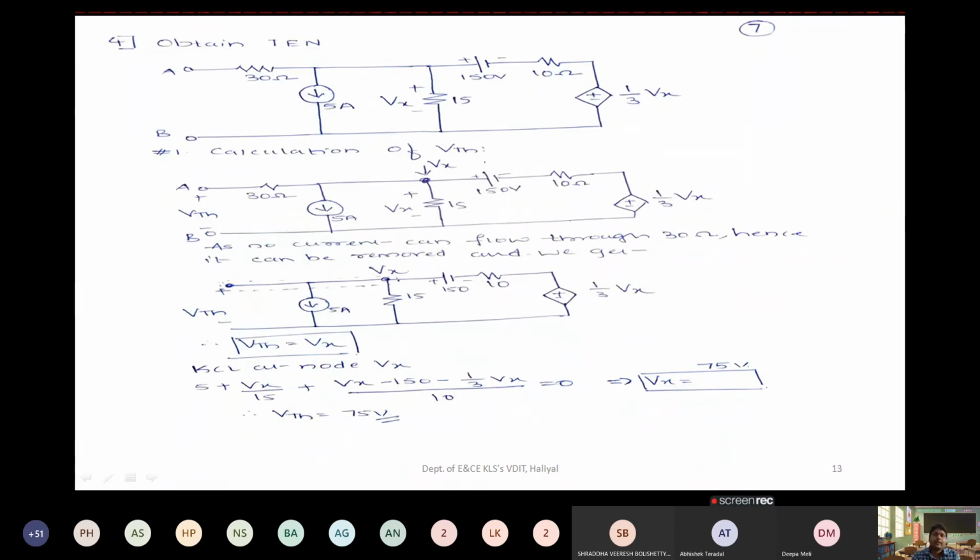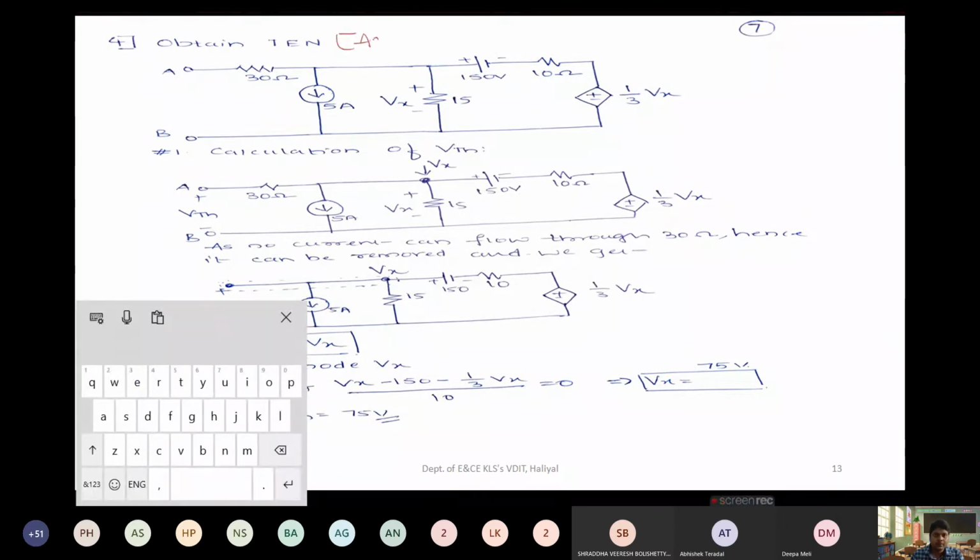Now, let me take another problem: obtain the Thevenin's equivalent network. It was asked in the previous year question paper also. Almost all these problems I have taken are from previous year question papers and a few from the GATE exam also. Just check what is being asked. You have to obtain the Thevenin's equivalent network across A and B.